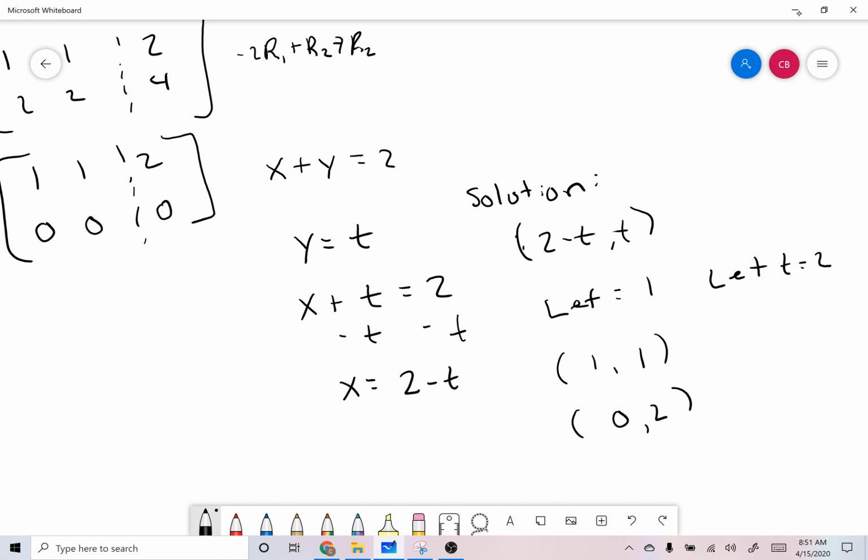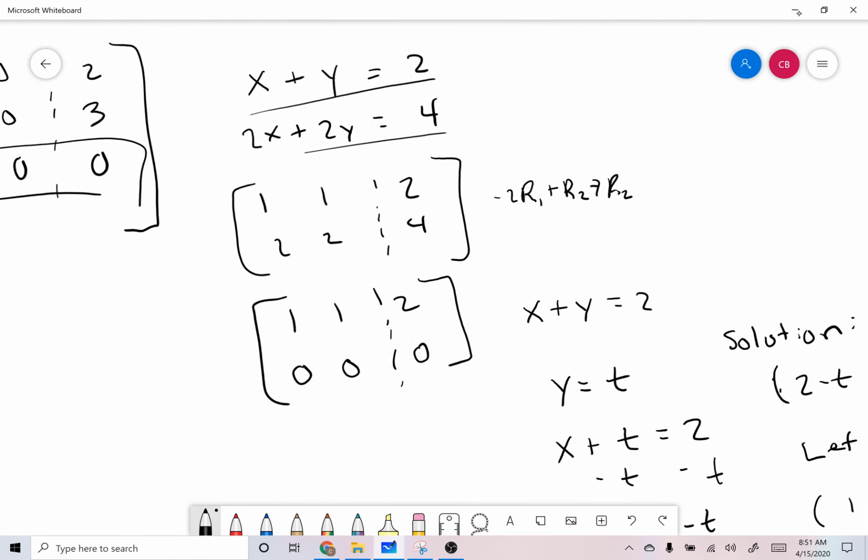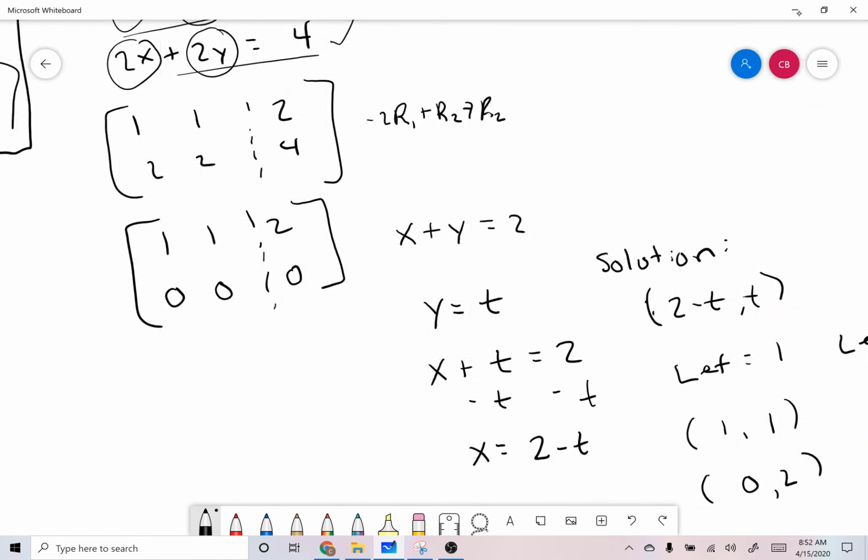Let's say t equals 2, then our solution here is going to be (2, 2 minus 2), which is (2, 0). If we plug 0 into this one, 0, 2, so 0 into x is 0, plus 2 is 2, so that worked. 0 into this is 0, 2 into that is 4, so that worked.